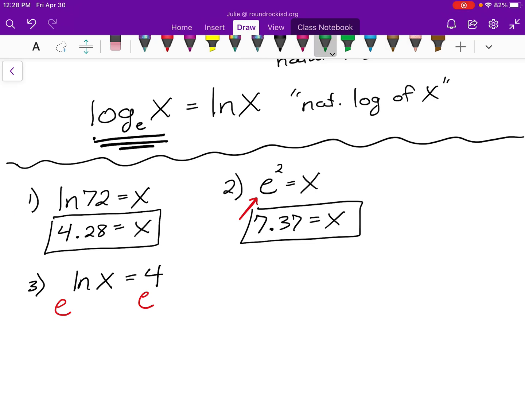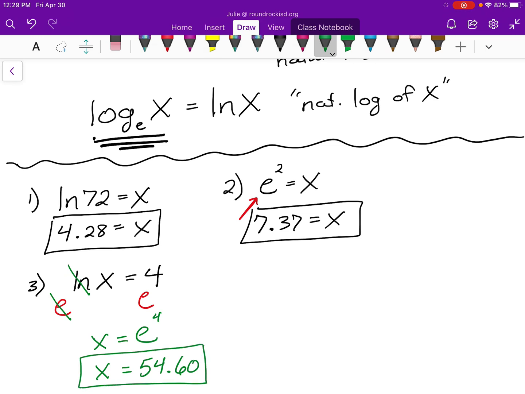So, just like always, our base E and our natural log, which is base E, cancel out, and I get x is equal to E to the 4th power. And if I put that into my calculator or Desmos, I should get 54.60 if I'm rounding.